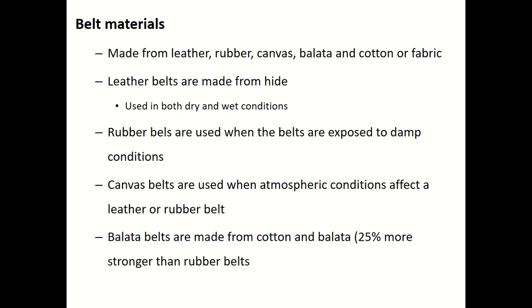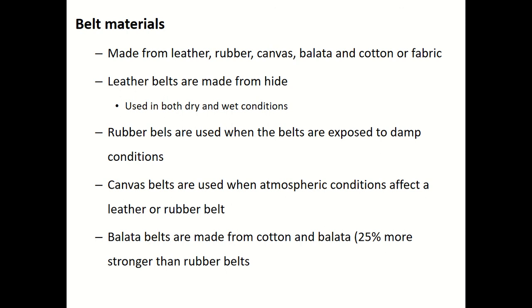The power transmission belts are generally made from leather, rubber, canvas, balata, and cotton or fabric. The leather belts are made from hide, which means cow hide, or there are many types of hides. The leather belts can be used in both dry and wet conditions.